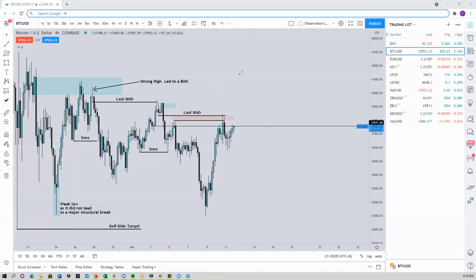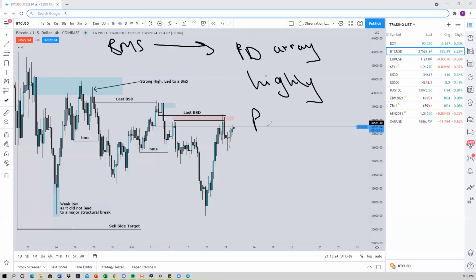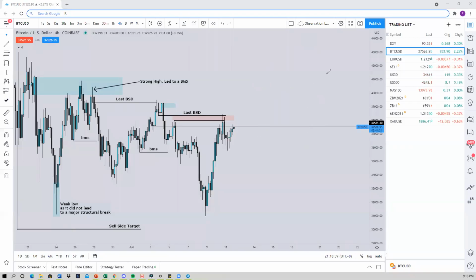Just need to understand that if there is a BMS, then the PD array is highly probable, right? That's all. When you have a break in market structure, the PD array in that market structure is going to be a highly probable PD array. So now when a PD array is highly probable, that means we should anticipate that reaction, and from that reaction, we should see price go somewhere.